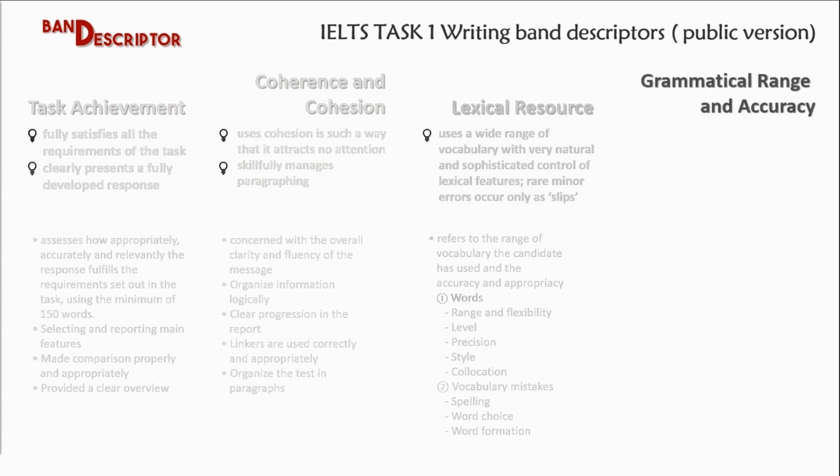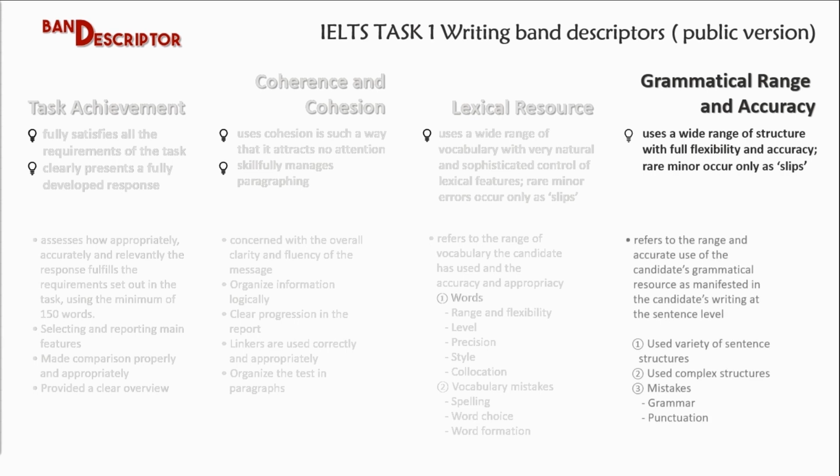Lastly, grammatical range and accuracy. This criterion refers to the range and accurate use of the candidate's grammatical resource as manifested in the candidate's writing at the sentence level. The examiner has the following questions in mind when assessing this aspect of your report. First, have you used a variety of sentence structures? Second, how often have you used complex structures? And last, mistakes in grammar and in punctuation marks.